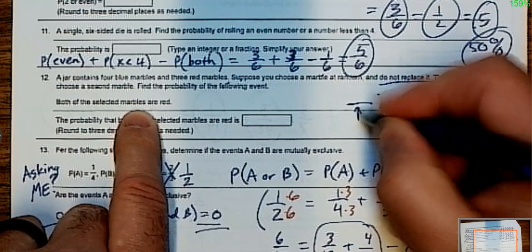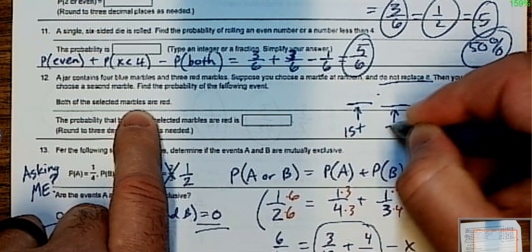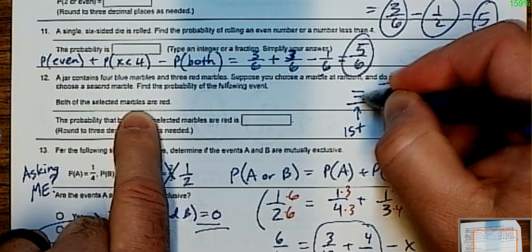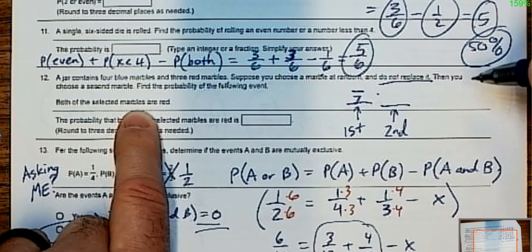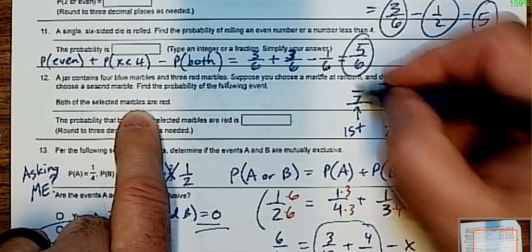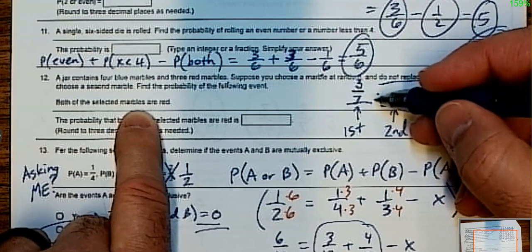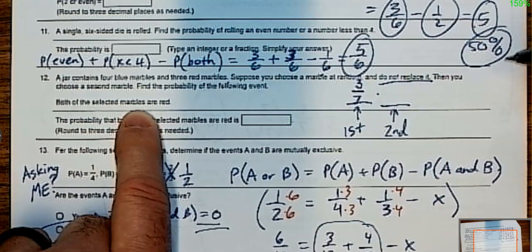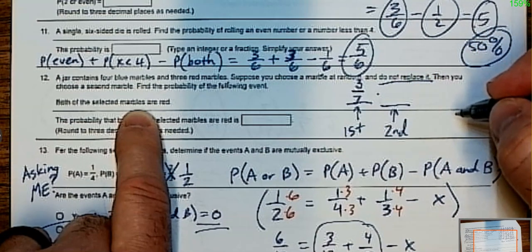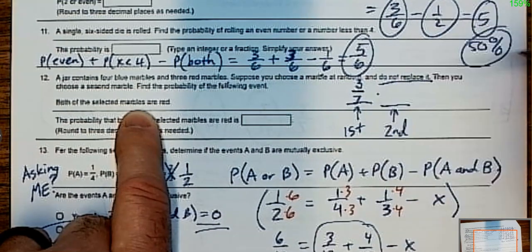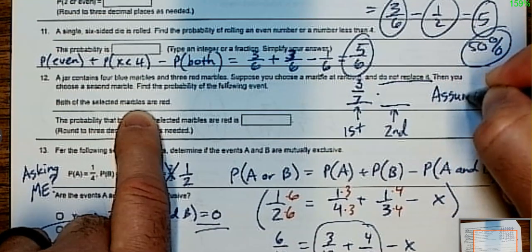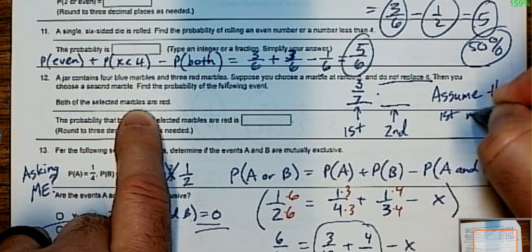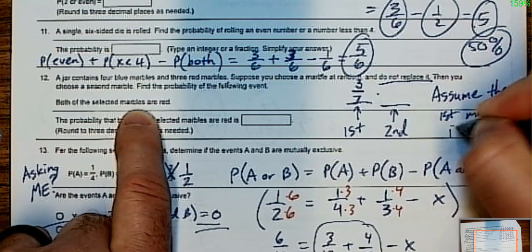So we have our first draw and our second draw. The first time that we draw a marble, there are 7 total marbles. How many of them are red? 3. So, selecting a marble at random for my first draw is 3 out of 7. Does everybody understand that? 3 out of 7 for the first. We must assume the first marble is red.